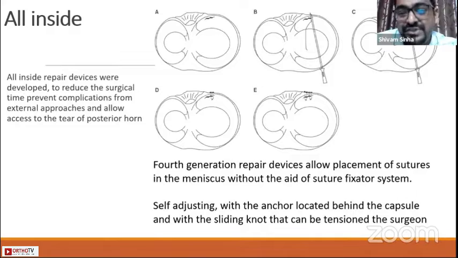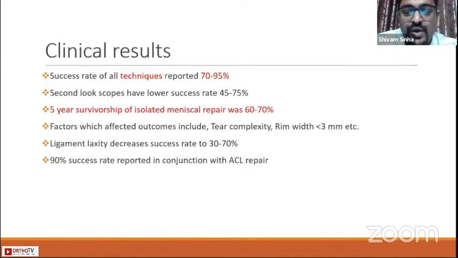The medial meniscus posterior horn is more important, as told in the previous lecture, because it bears most of the compressive strength. So what clinical results have we obtained till now, whatever technique you are using? The technique is about 70 to 95% successful.